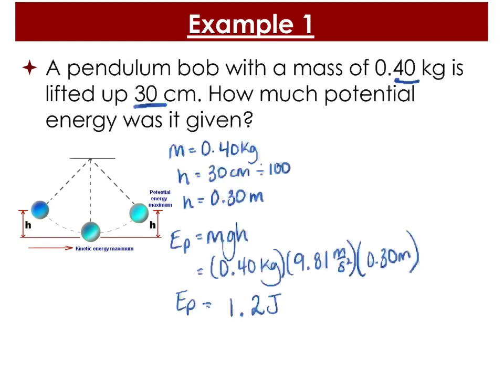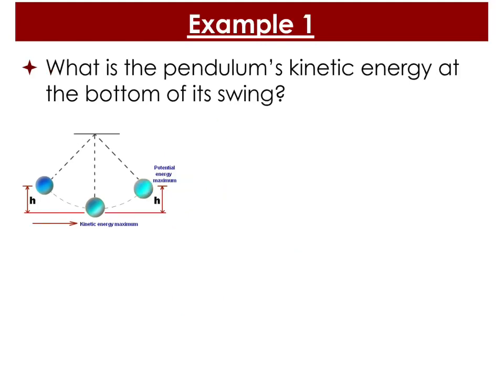That is the potential energy that was given to this pendulum, its potential energy up here at the very highest height. Right here at the highest height, that's its maximum potential energy, so that potential energy was 1.2 joules.